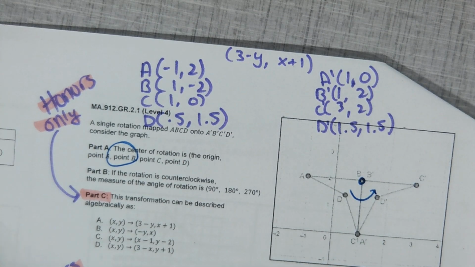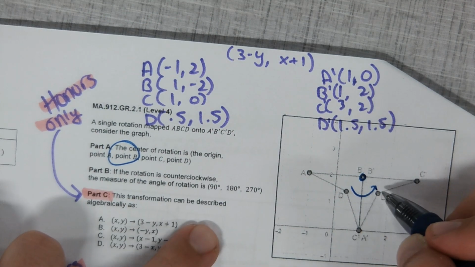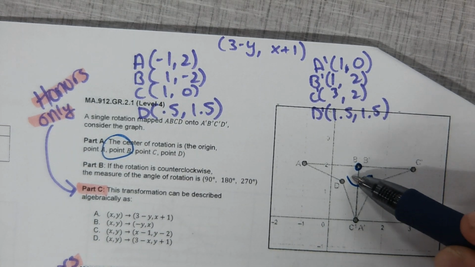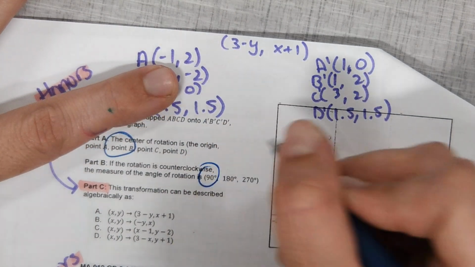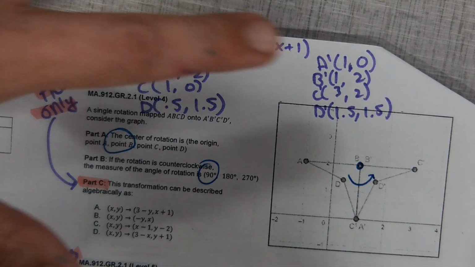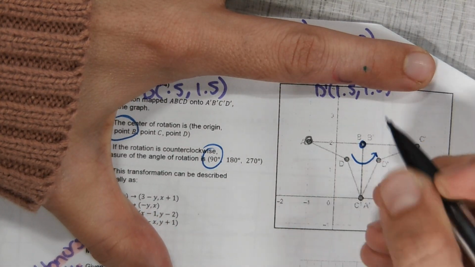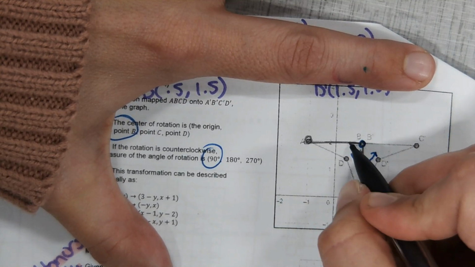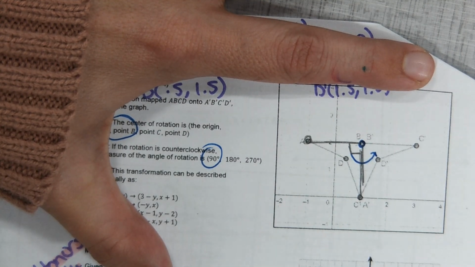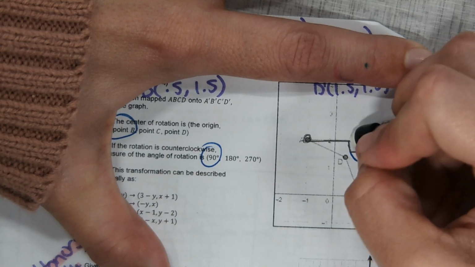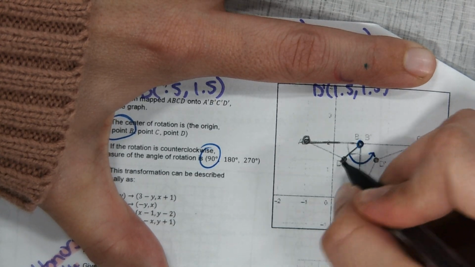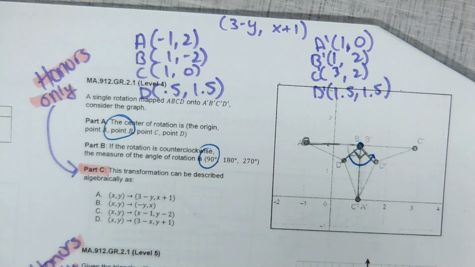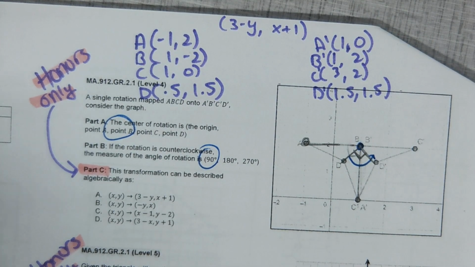Then it says if the rotation is counterclockwise, which was what we drew to begin with, what is the angle of rotation? It looks like a 90-degree rotation, but to be absolutely sure, what you can do is take corresponding points like A and A prime, draw a line to the center, and it should make a 90-degree angle if it's a 90-degree rotation. You could do the same thing with D and D prime, just draw a line to the center, and it should make a 90-degree angle if it's a 90-degree rotation, which it does.